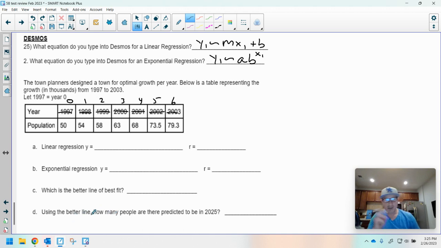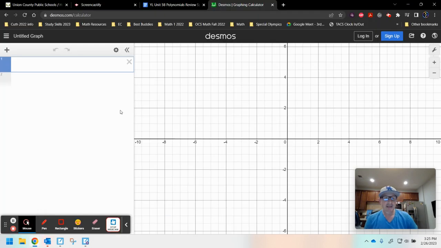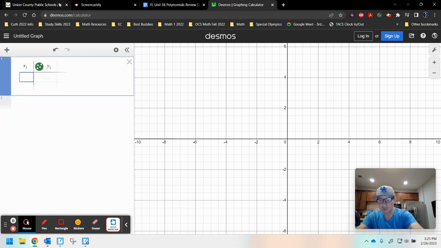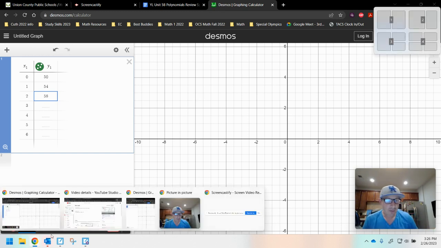All right, so we're going to go back and forth into Desmos. 50, 54, 58 are the first three. Here's our Desmos. We go to plus at the top left, we go to table. We're going to do 0 through 6: 1, 2, 3, 4, 5, 6. I think the first three were 50, 54, 58, if I remember, because it's not that easy to remember for me.